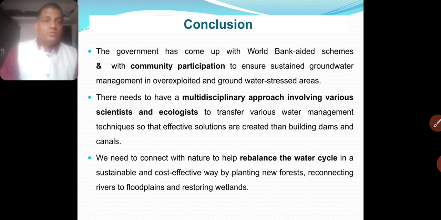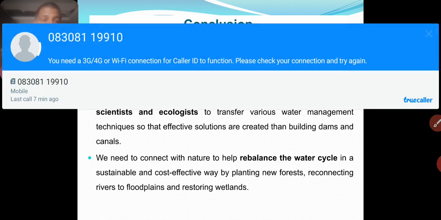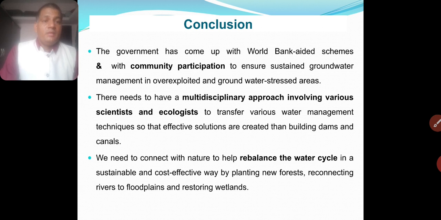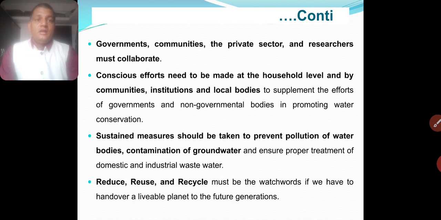There needs to be a multidisciplinary approach involving various scientists and ecologists to transfer various water management techniques. We need to connect with nature to help rebalance the water cycle in a sustainable and cost-effective way by planting new forests, reconnecting rivers to floodplains, and restoring wetlands. Governments, communities, the private sector, and researchers must collaborate. Conscious efforts need to be made at the household level and by communities, institutions, and local bodies. Sustained measures should be taken to prevent the pollution of water bodies and contaminated groundwater.